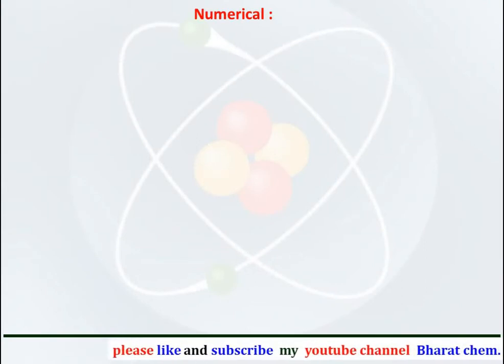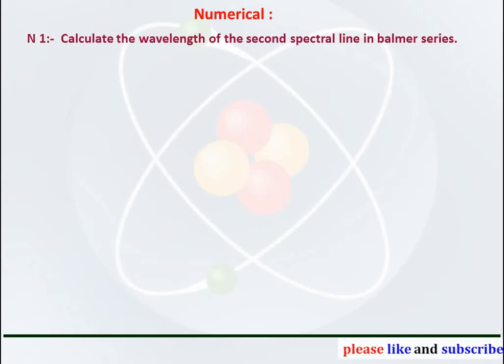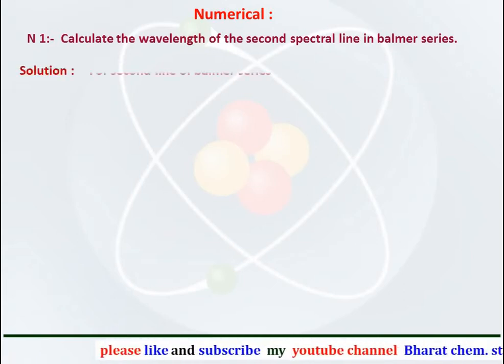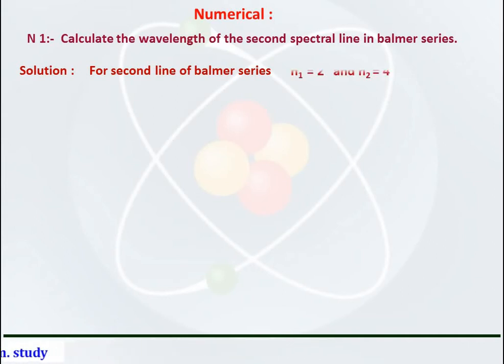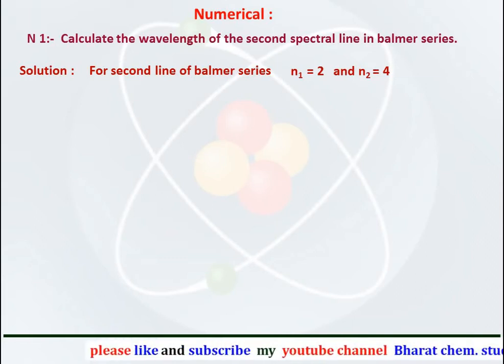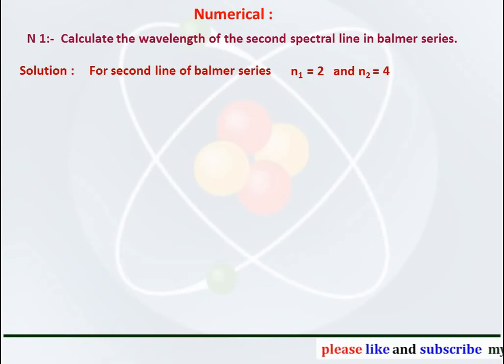Now a numerical based on Rydberg formula. In the first numerical, calculate the wavelength of second spectral line in Balmer series. The solution is that the second line in Balmer series means that for Balmer series n1 is equal to 2 and for the second line n2 is equal to 4, because for the second line the electron in Balmer series comes from the fourth shell.